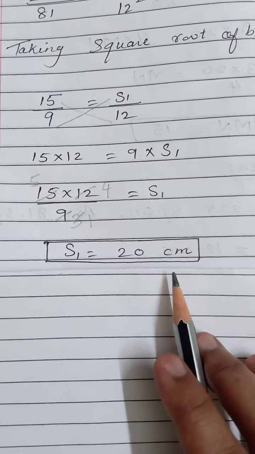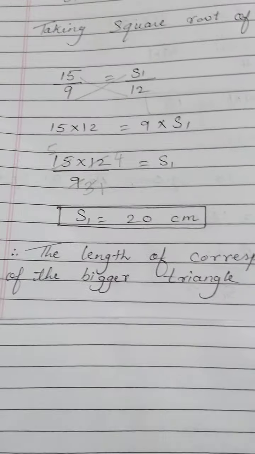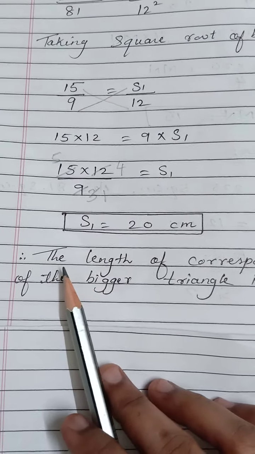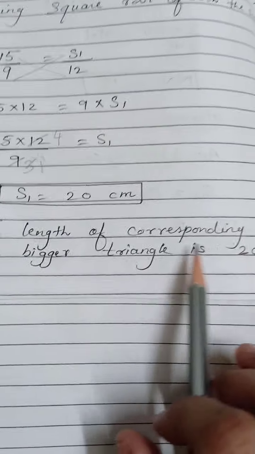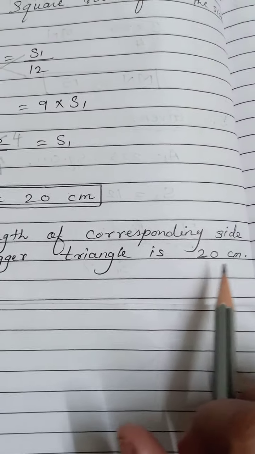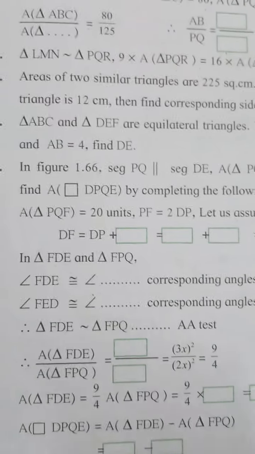So we have taken here centimeter. This question is given in words, so obviously the answer will be in a statement. So the length of the corresponding side of the bigger triangle is 20 centimeter.